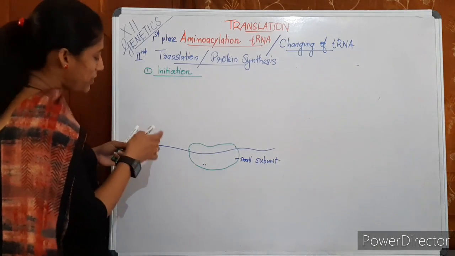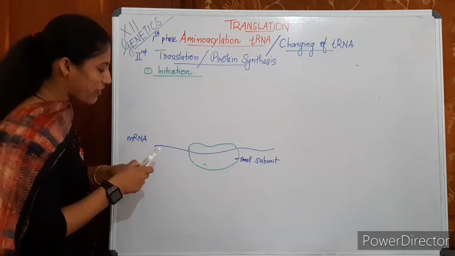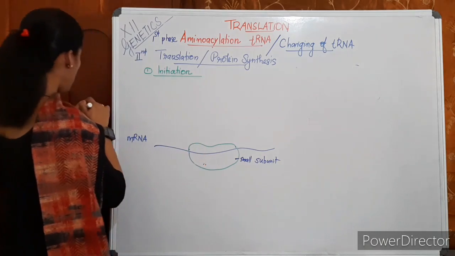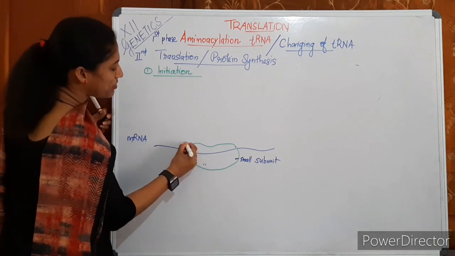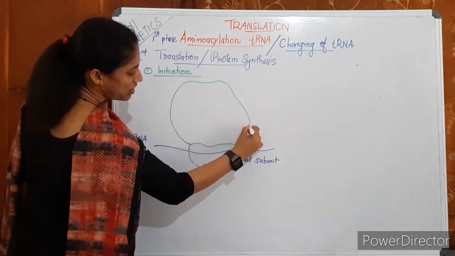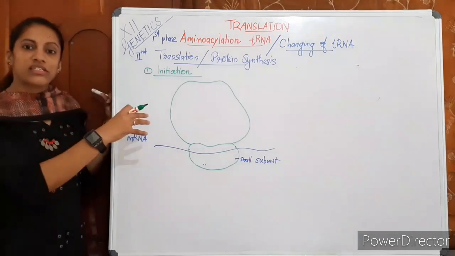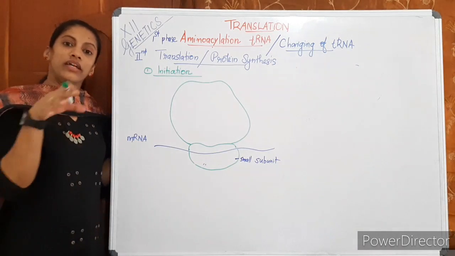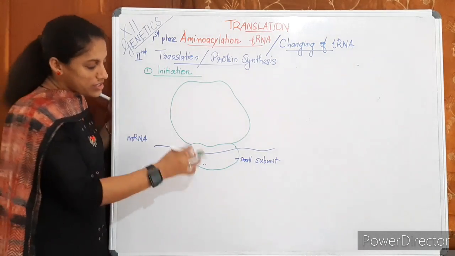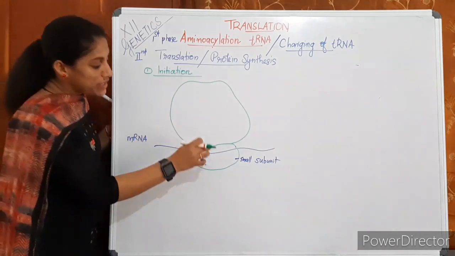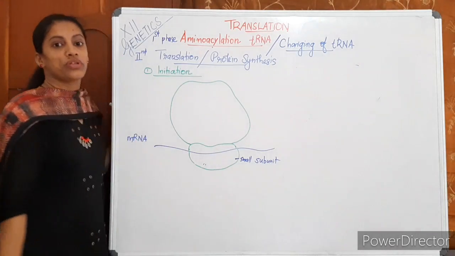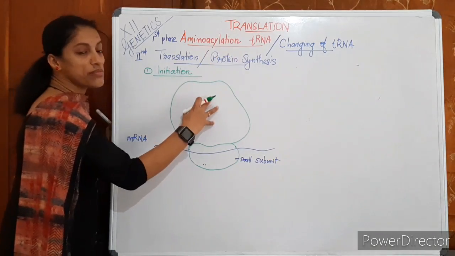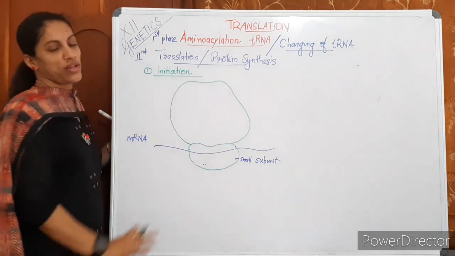Then what happens? Immediately, with the help of one of the initiation factors, IF3 or IF1, whatever, that is not a matter for you, the larger subunit comes and binds. Okay? The larger subunit of the ribosome comes and binds. Earlier it is not a single unit, it has separated in the cytoplasm. It is attached only for protein synthesis. So the mRNA is attached to the smaller subunit, and the larger subunit comes and attaches to it.